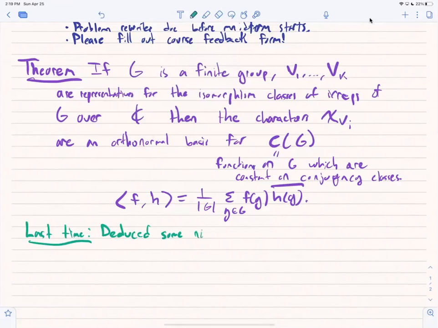A lot of what we're going to do today is just see how those consequences play out in some specific examples. We have to finish this proof because we didn't finish. We only proved the orthonormality. So we only proved that they were orthonormal. We didn't prove that they were a basis.